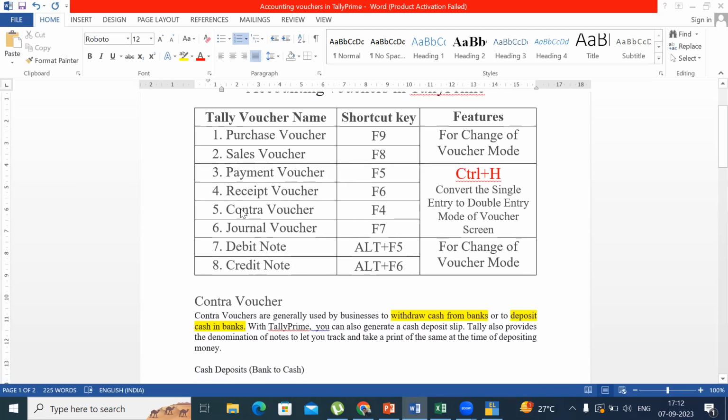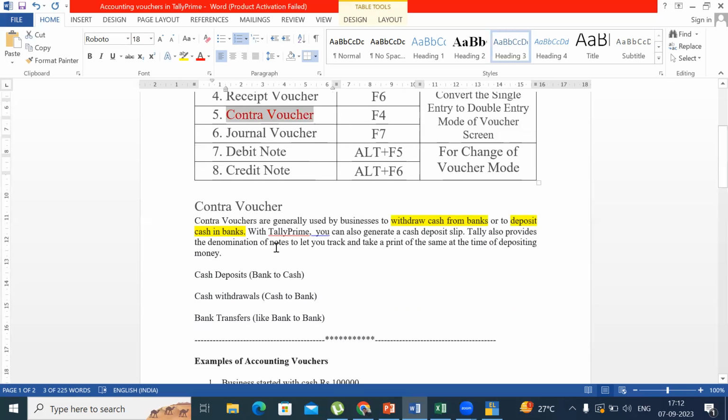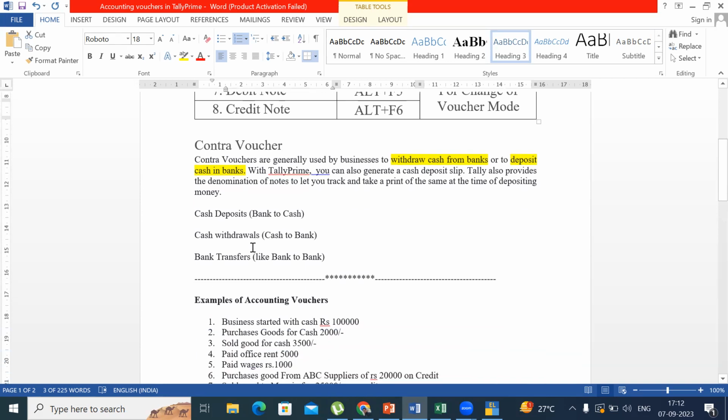The contra is a very special voucher in Tally. We have already discussed contra. Contra is for bank-related transactions. In contra, we can pass transactions such as deposits, withdrawals, and bank transfers. All 8 of these are accounting mode, which means we have to pass them in debit by credit mode only.